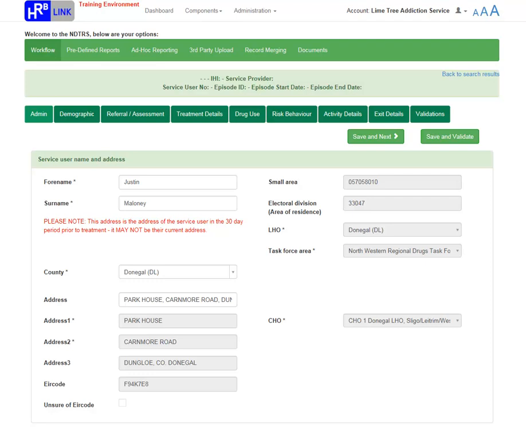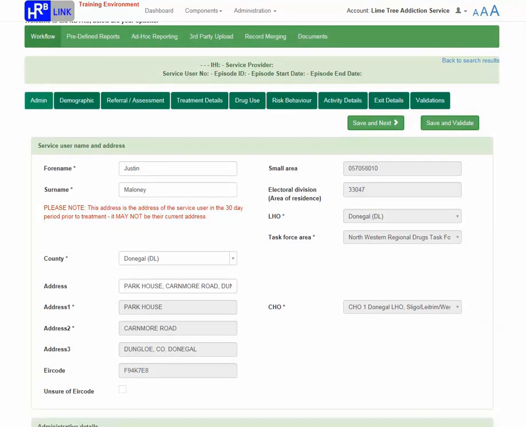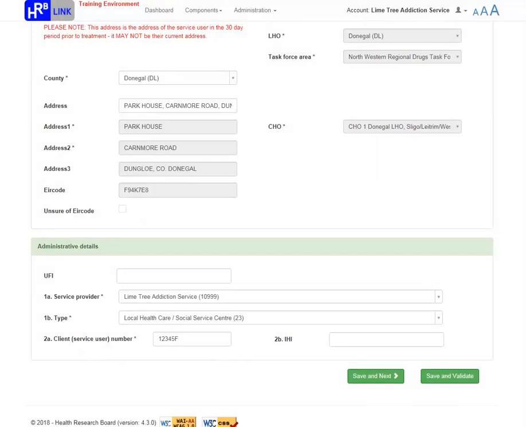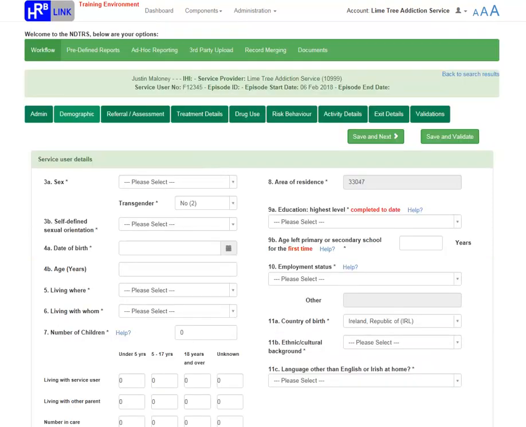Question 2b, Individual Health Identifier or IHI. The administrative detail section of the form has been modified to include a new field to capture the Individual Health Identifier in preparation for the future implementation of the IHI. This data field will only be used once the IHI has been rolled out by the HSE.